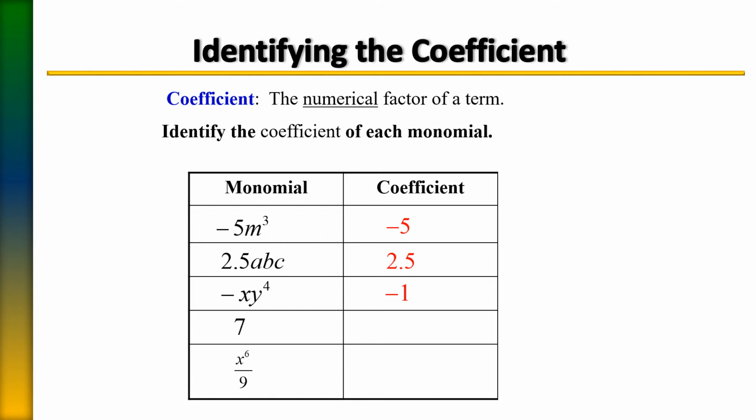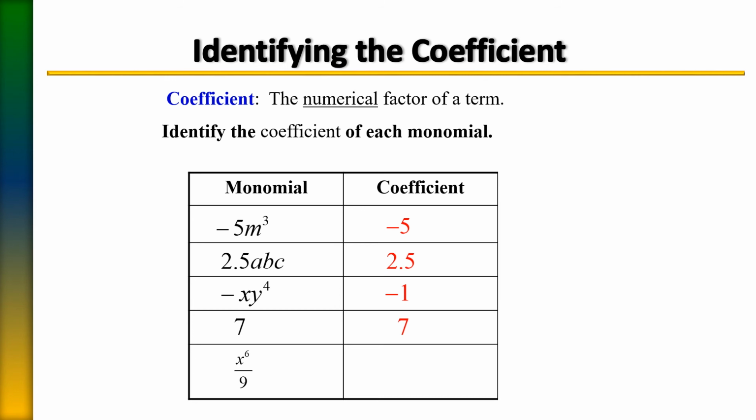We have 7. It's a number part of it. I only see just that one number, and that's 7, so that is my coefficient. Let's take a look at the last example. Maybe a little tricky. Don't let fractions scare you. Think of number part. Number part, it has nothing to do with the variables. What do you think the coefficient of that term would be?